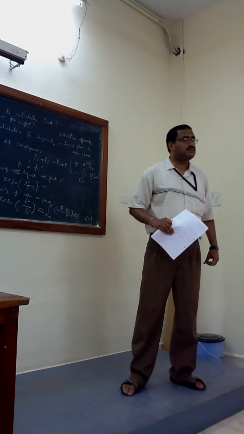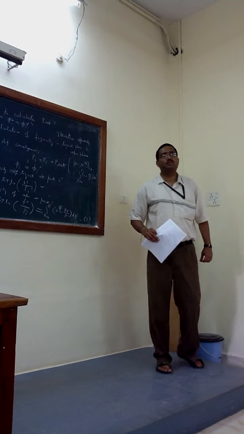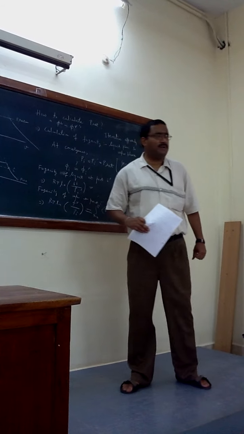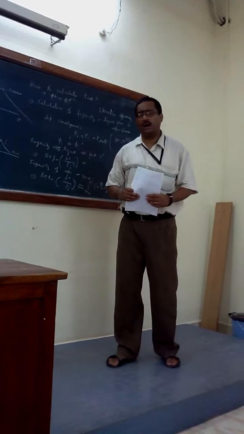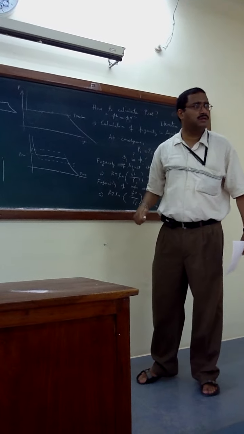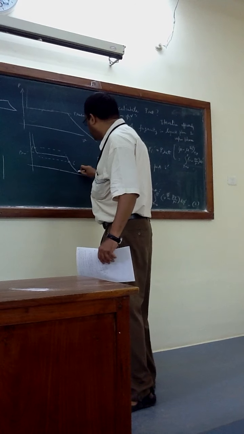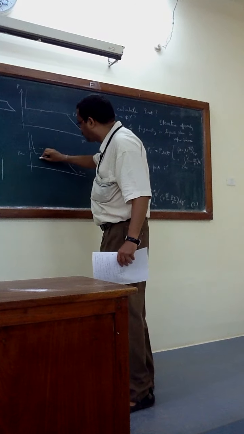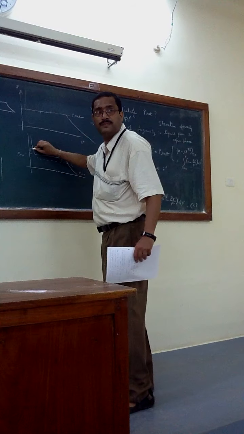2 is the right answer. But how to do that? What's the path? Can you tell me the path? How to come to this point? From here to here. From here, okay. And then if you assume that this is the path, you can come here.